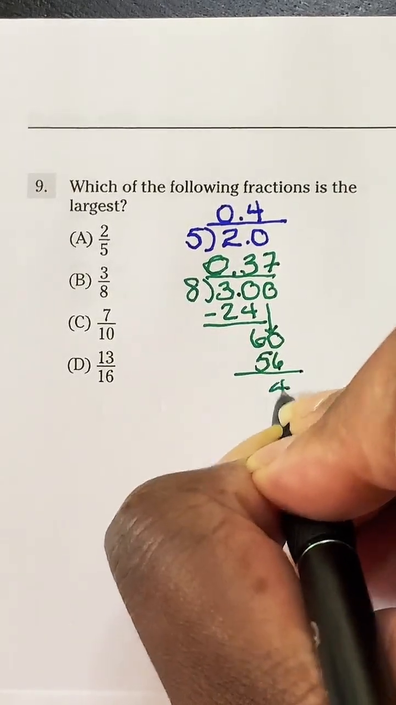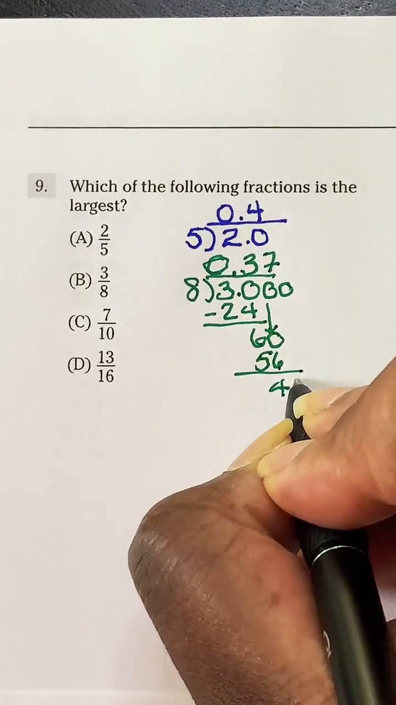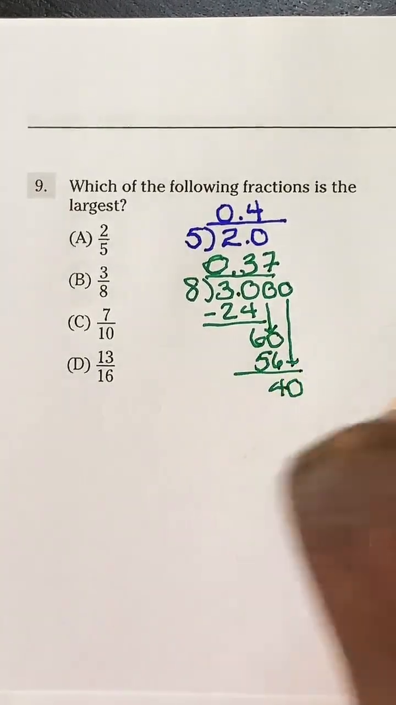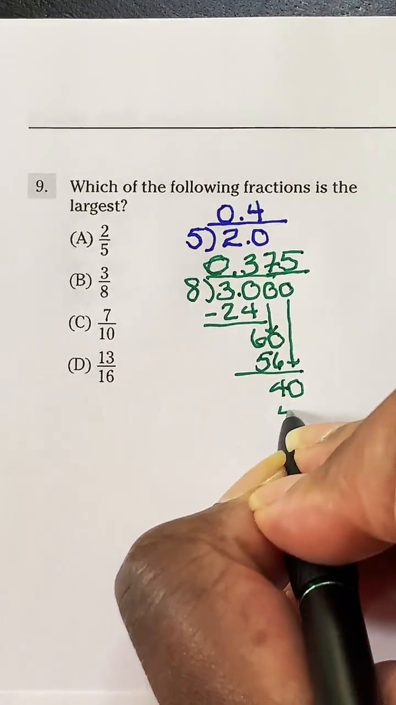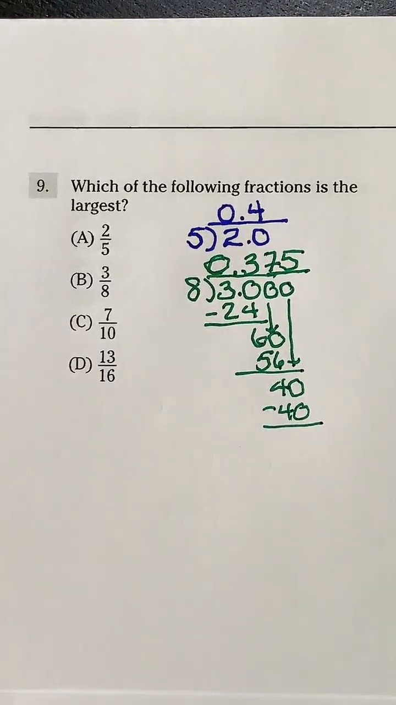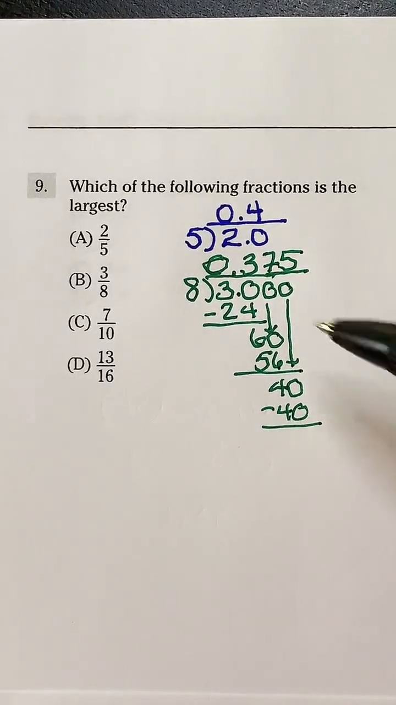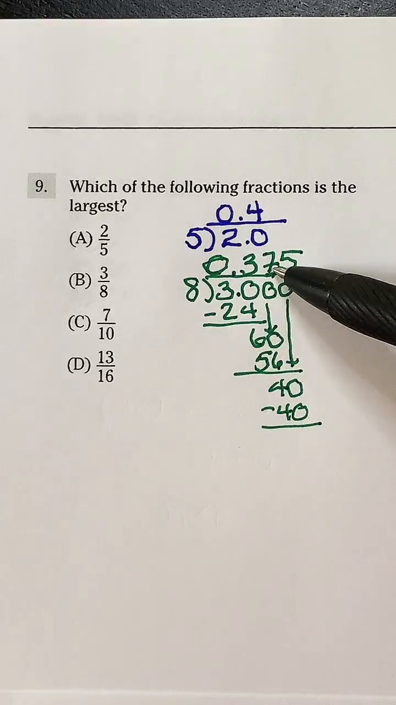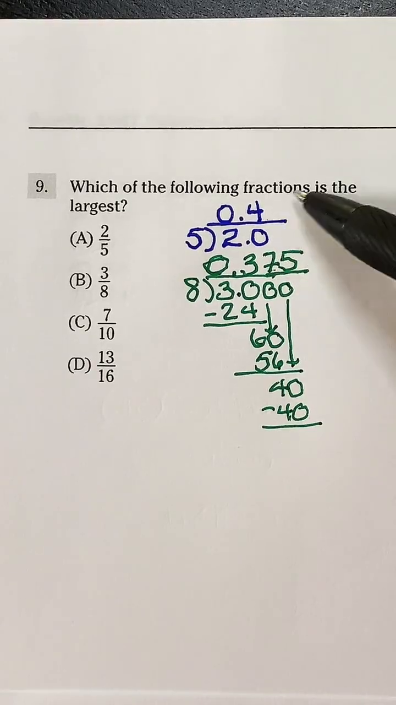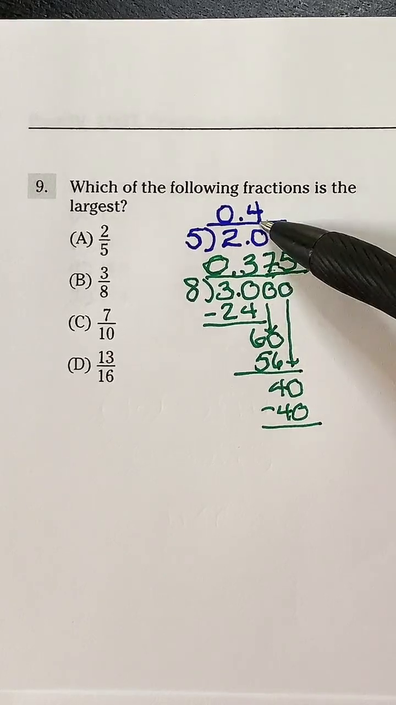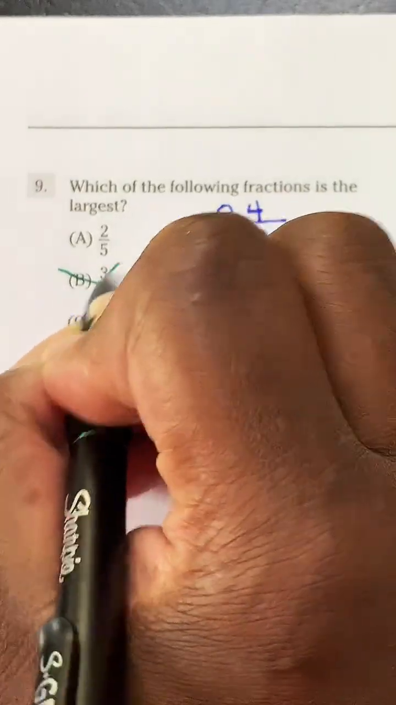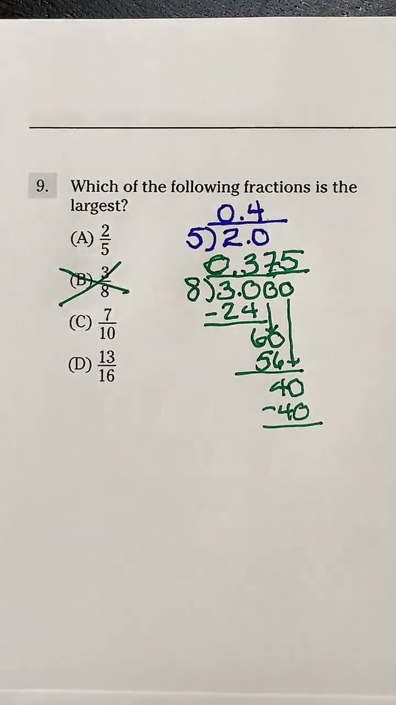And then we got our 4. Add another 0. Bring that bad boy down. How many 8's can go into 40? That'll be 5. Me personally, if I'm doing this division, I would stop here at the 7, because right away, we're trying to find the largest. Actually, I would have stopped at the 3, because once I get that 0.3, and I already have a 0.4, immediately, 3 is not larger than 4.